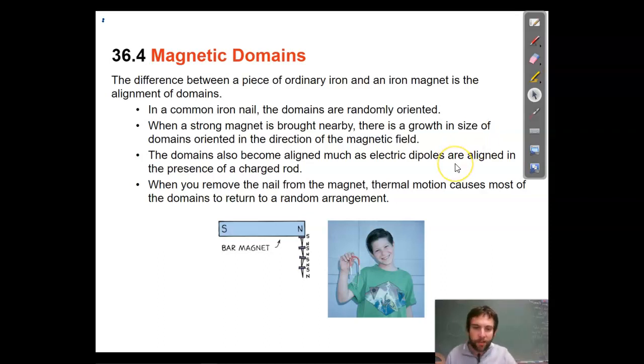When you remove the nail from the magnet, thermal motion causes most of the domains to return to a random alignment. So as soon as you pull that magnet away, the electrons are going to continue to spin and the atoms are going to rub against each other, and you're going to get some of this thermal energy. As that happens, the domains just become separated again.